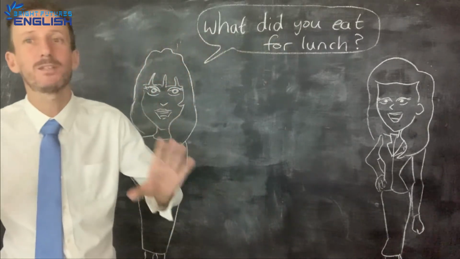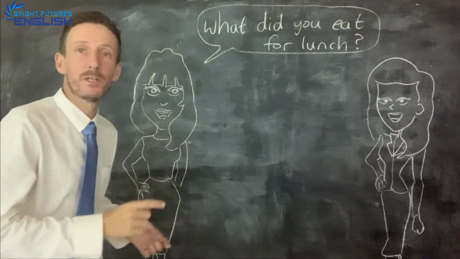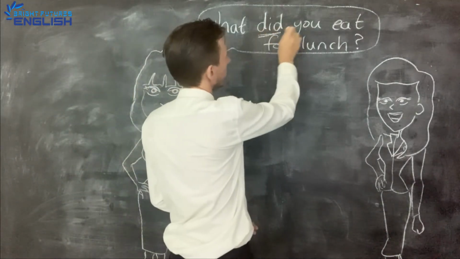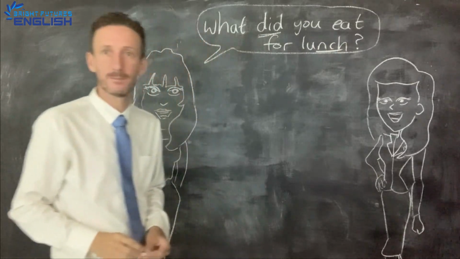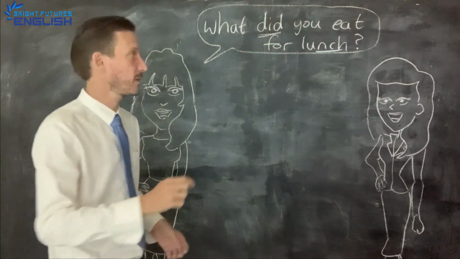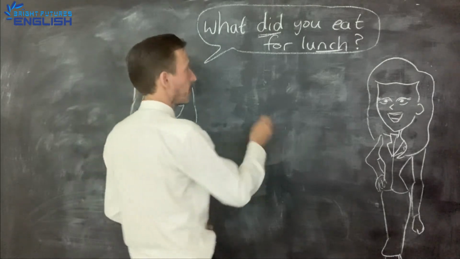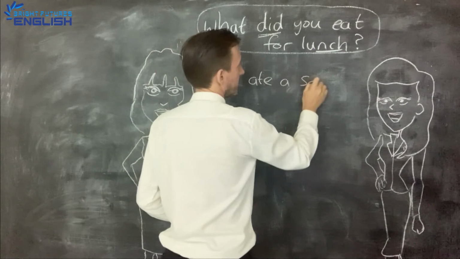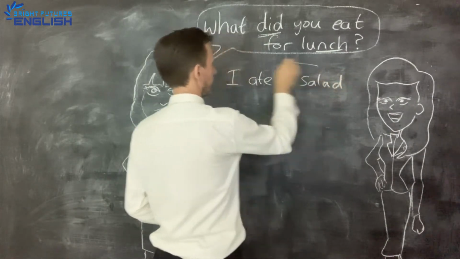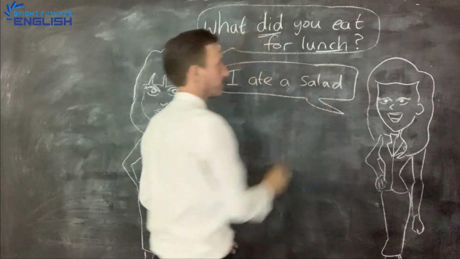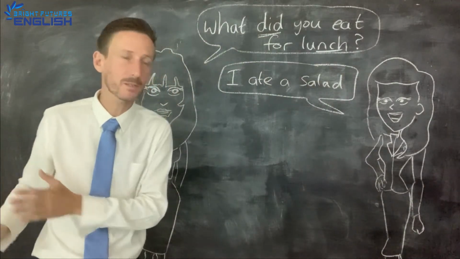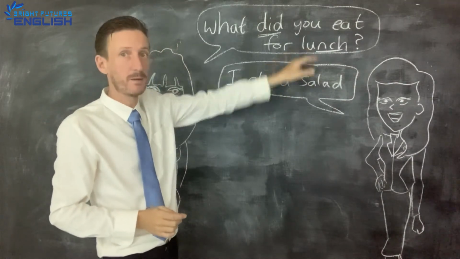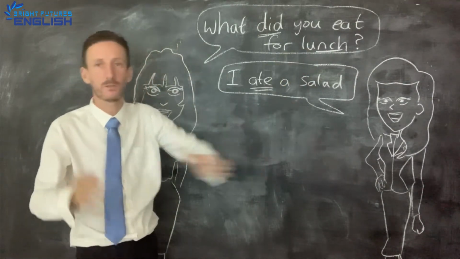This is a simple past question. She's referring to a specific time in the past, lunchtime. Jenny answers with a simple past response. She says, I ate salad. She's referring to a specific time in the past. She uses simple past. From the context of the situation, we know when. So Jenny uses the simple past in response.